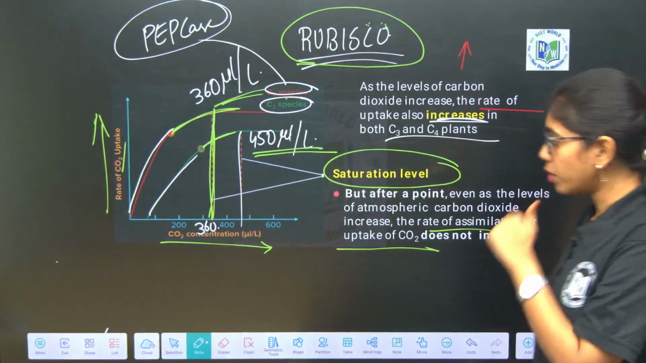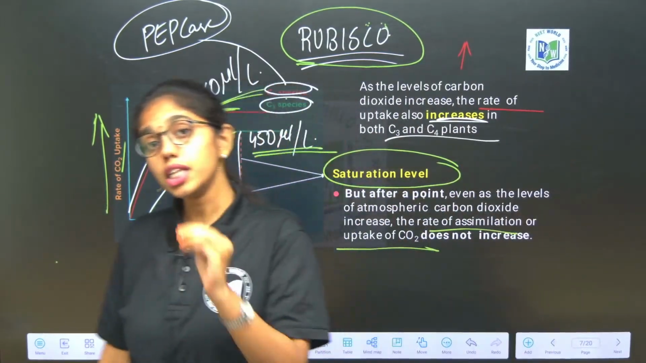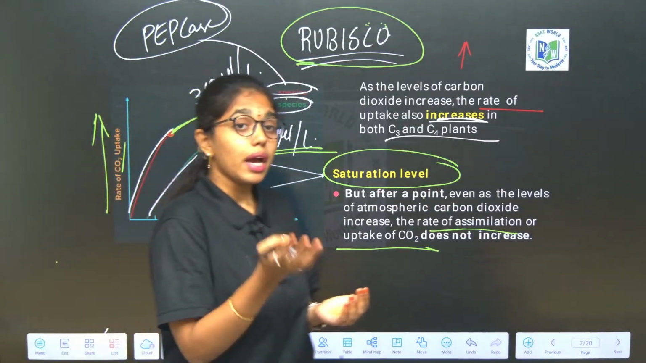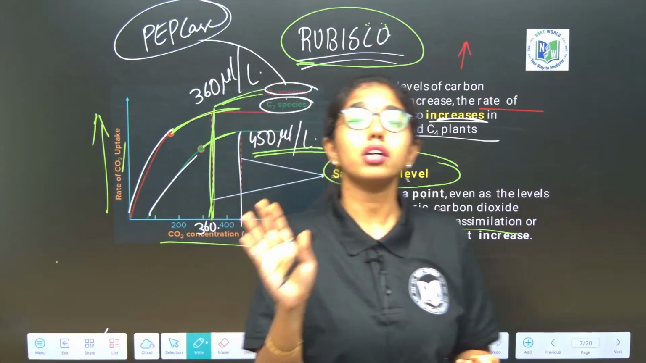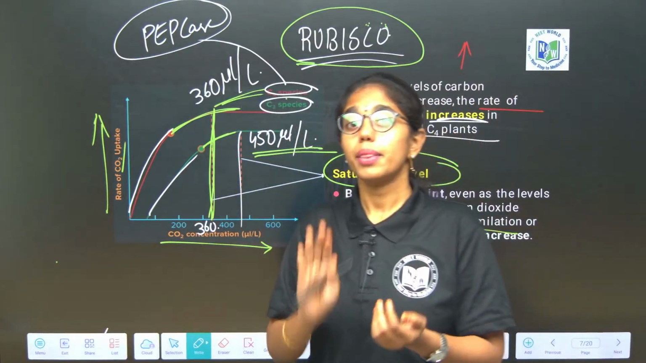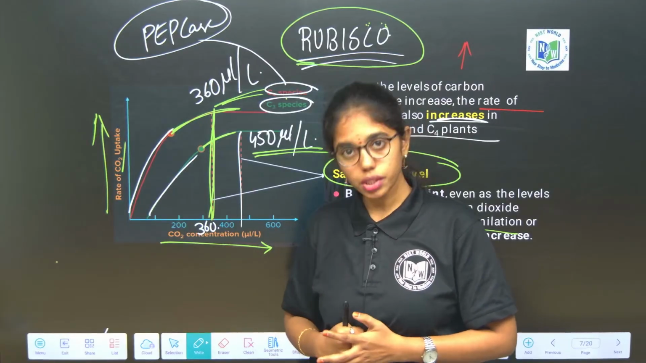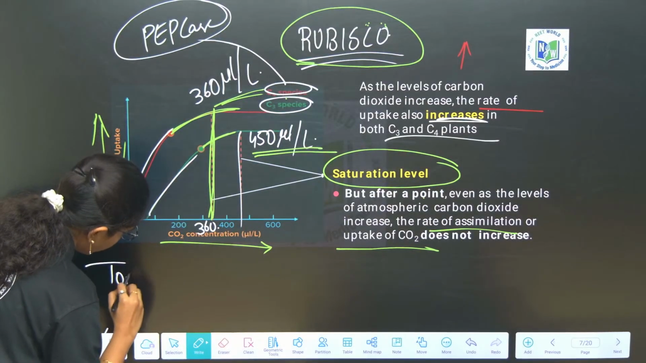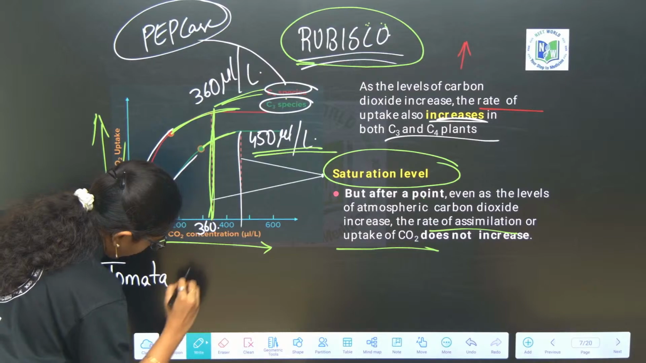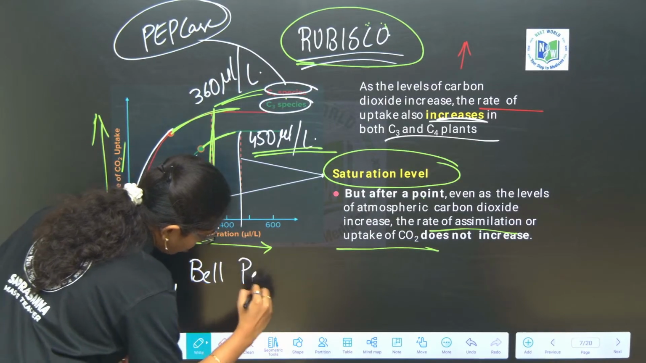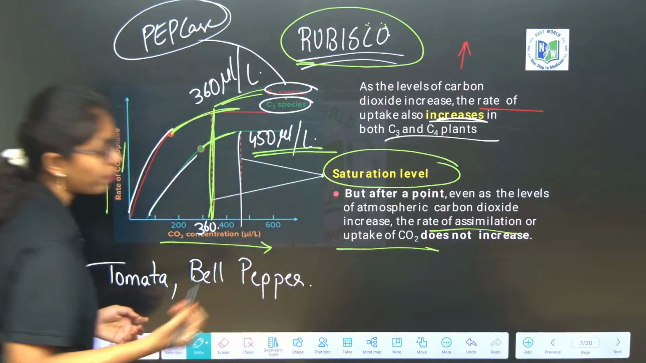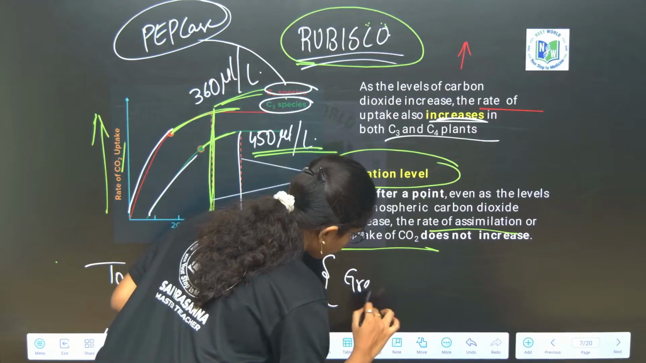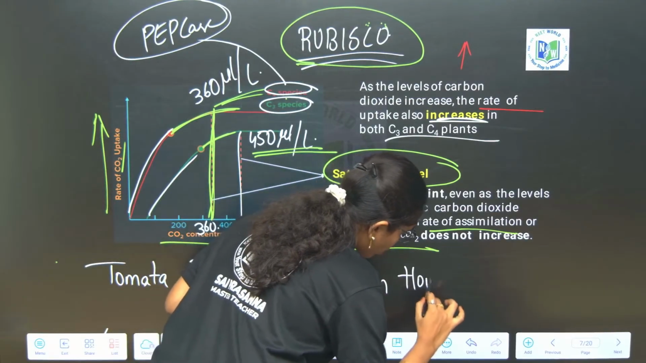And here I have to tell you one more point: as C3 species have a higher carbon dioxide saturation point, if we grow C3 plants in carbon dioxide enriched atmospheres, that will increase the photosynthesis rate. The best examples for this are tomato and bell pepper. These are grown in carbon dioxide enriched atmospheres as greenhouse crops.